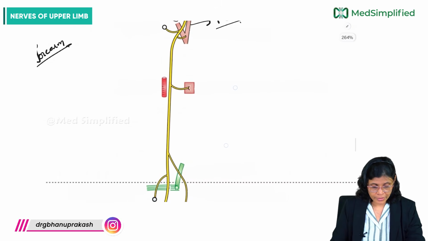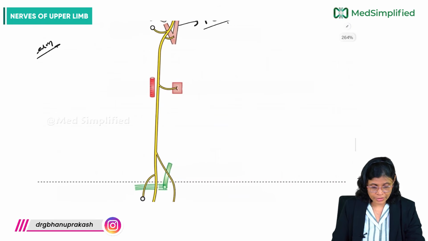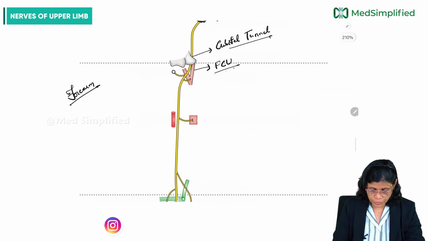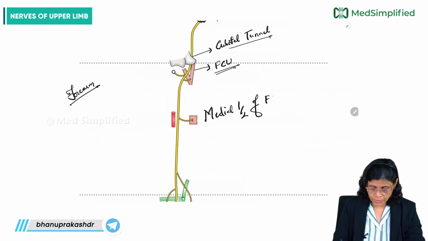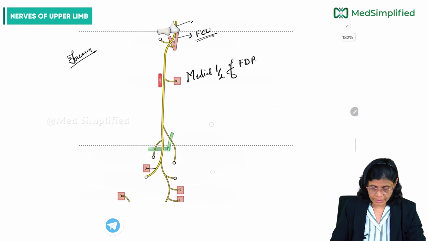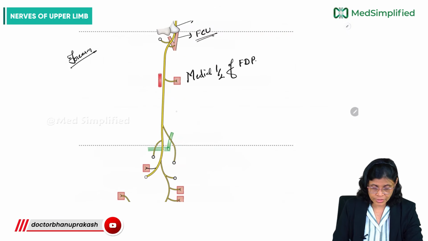Now in the forearm, it will give two branches. One is in the proximal forearm, where it will give muscular branches to the flexor carpi ulnaris and the medial half of flexor digitorum profundus. Then in the lower part, in the mid forearm, it will give a cutaneous branch. So these are the two branches here.